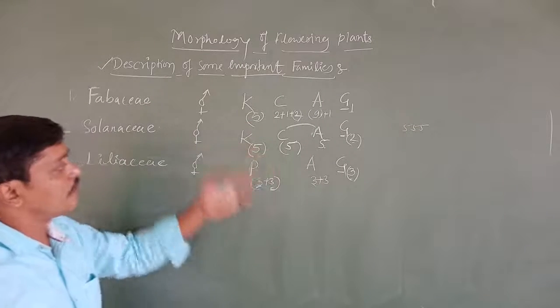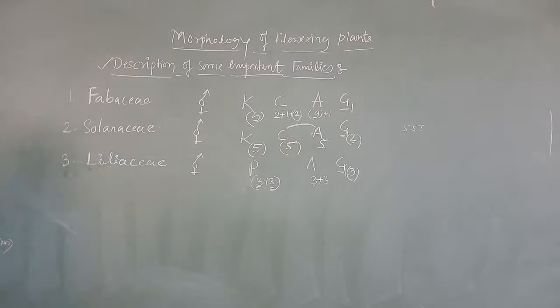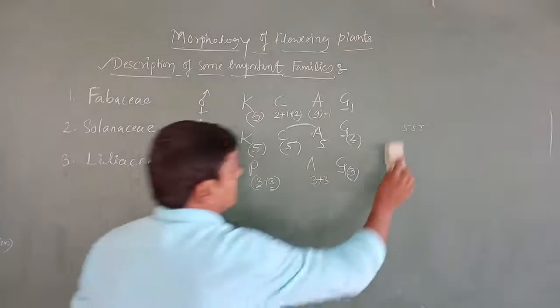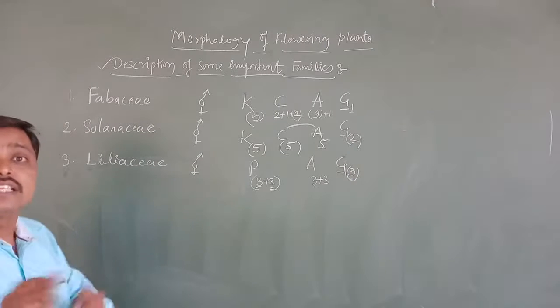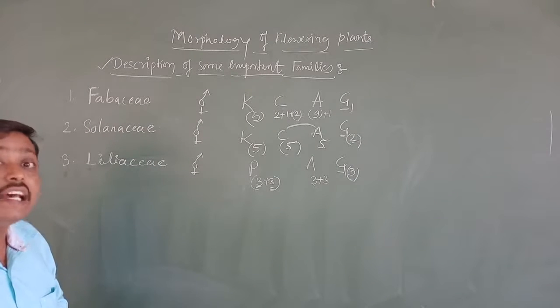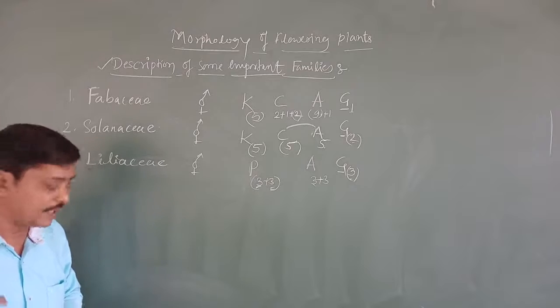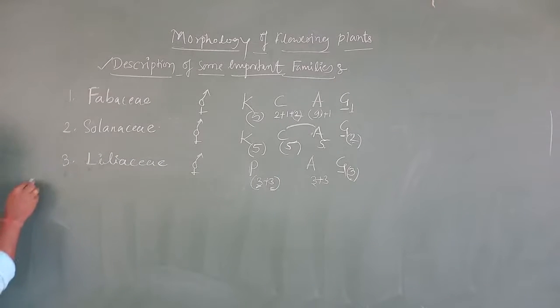Okay, so this is about the floral formula for three important families: Fabaceae, Solanaceae and Liliaceae. Here you all know about the symmetry, zygomorphic and actinomorphic symmetry. For zygomorphic, the sign is a divided mark. For actinomorphic, the sign is plus.